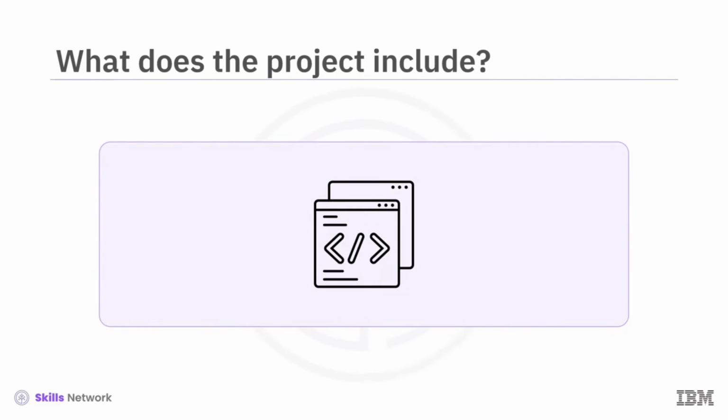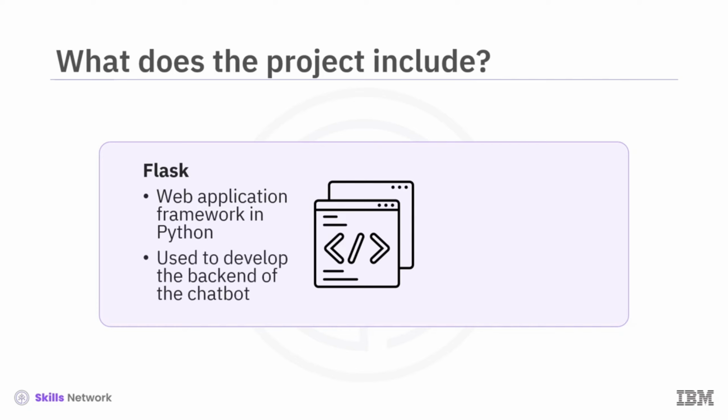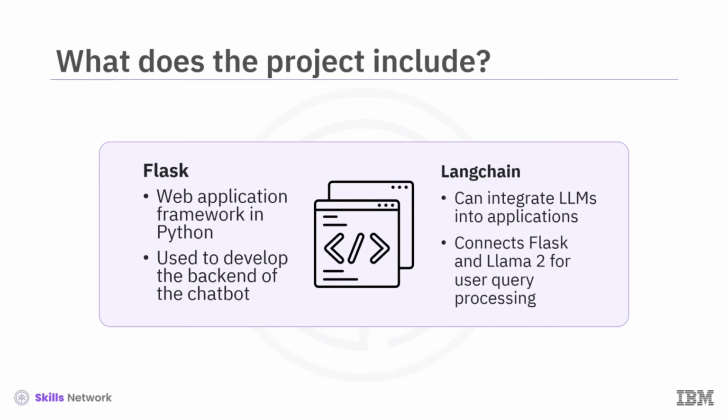In the project, you will implement the Flask and LangChain frameworks. Flask is a lightweight web application framework in Python that is used to develop the backend of the chatbot, handling HTTP requests and serving responses. The LangChain framework can integrate LLMs into applications, which can be used here to facilitate the interaction between the Flask app and Llama 2 for processing user queries.